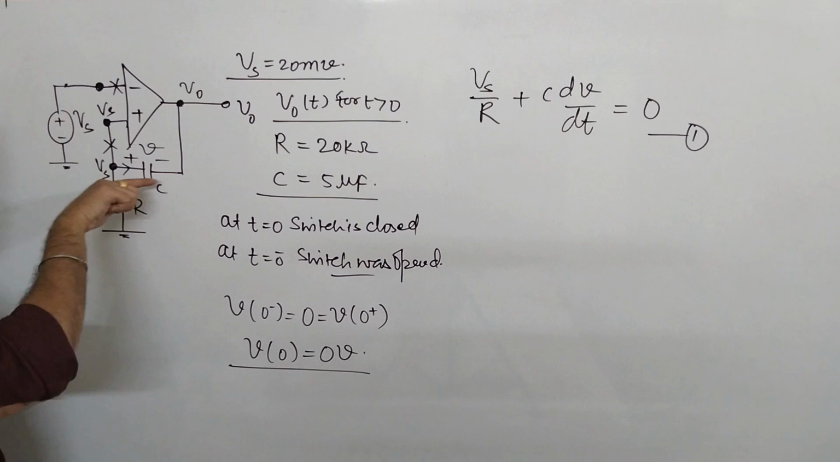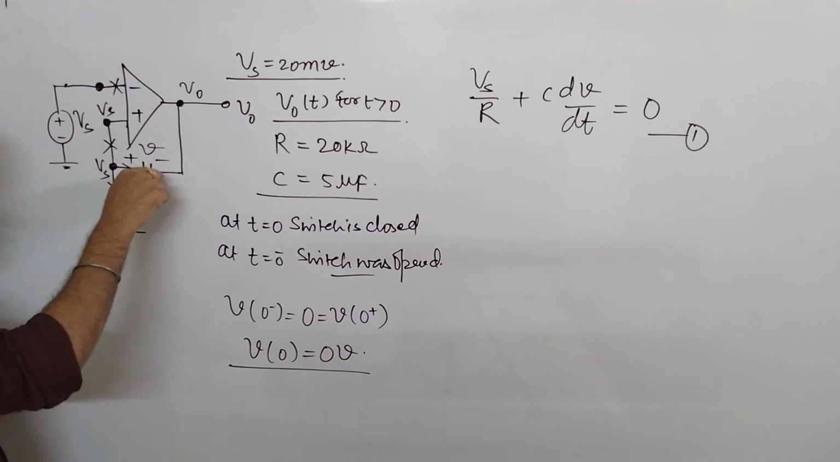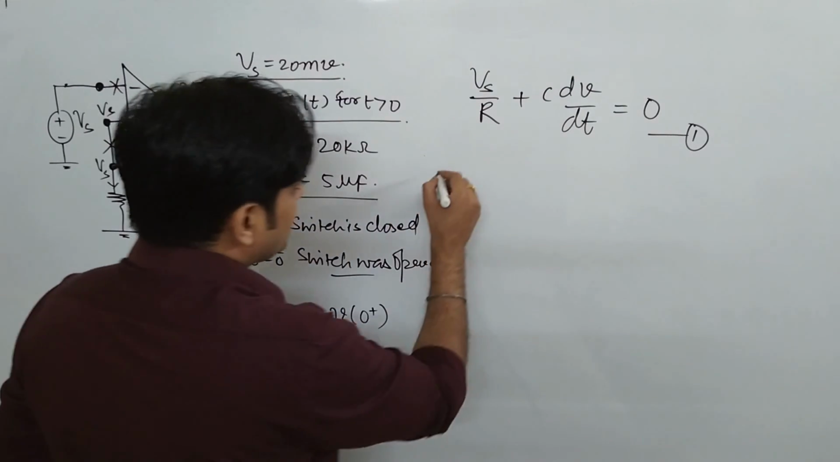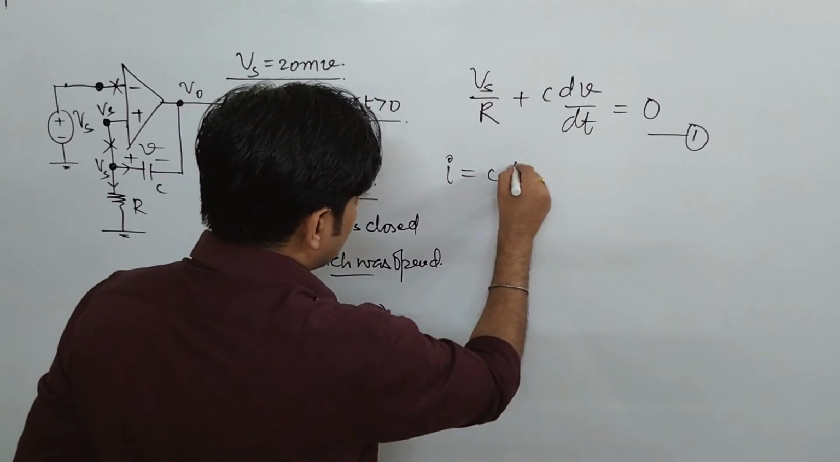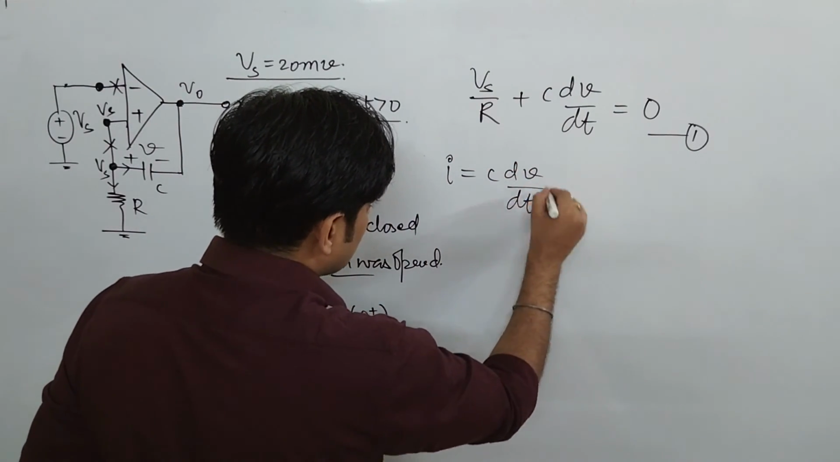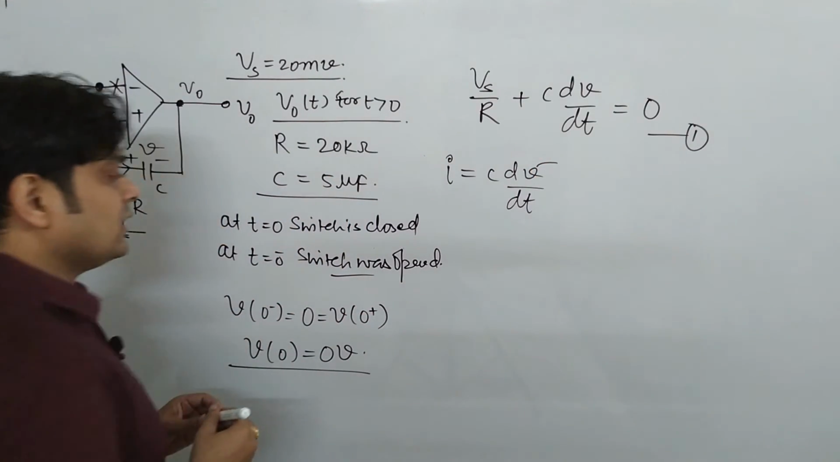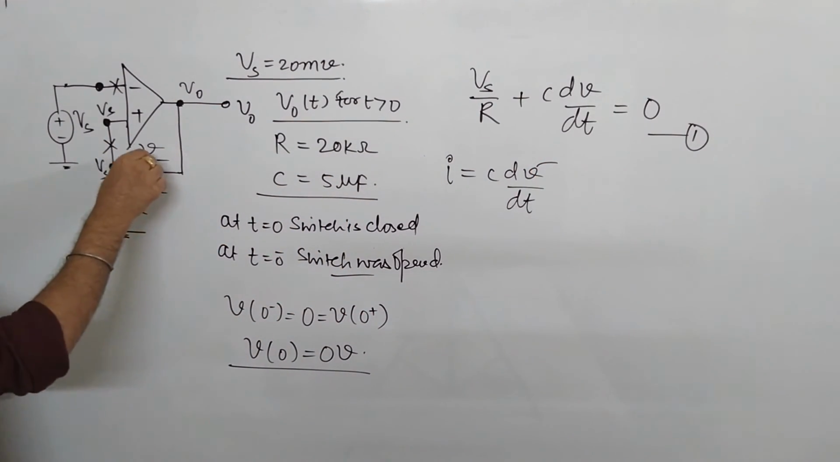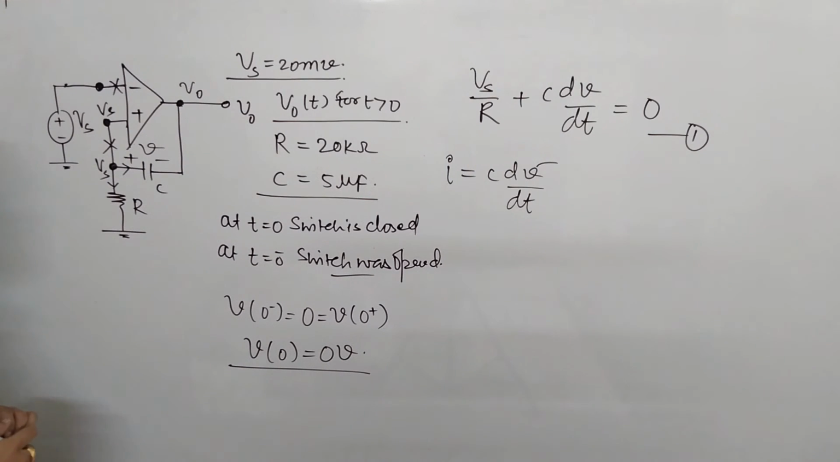Because whatever current is flowing here is because of the presence of this capacitor, and we know that the current across the capacitor is C dV by dt, and this V is basically the voltage across the capacitor. So we know that the voltage across the capacitor is V, so you can directly write C dV by dt as the current which is flowing here.